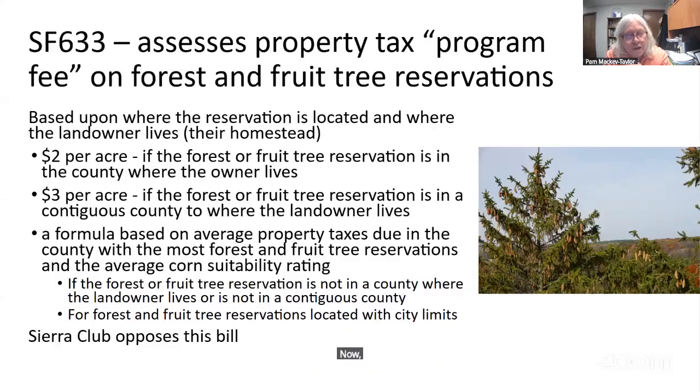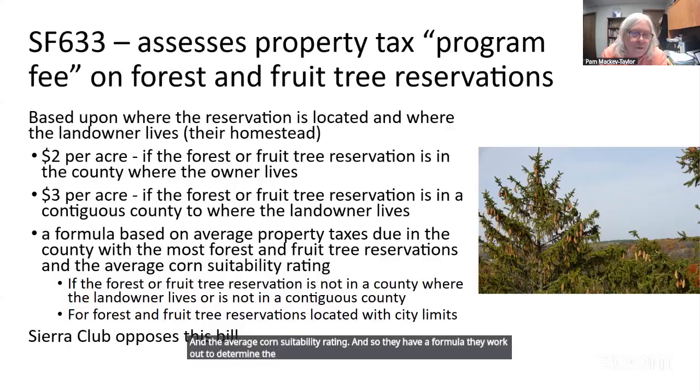Now, a formula is used to determine the program fee if those two conditions don't exist. So if the forest or fruit tree reservation is in the city limits, or if the landowner and the reservation are in 2 separate counties and they're not contiguous. And the formula is based on the average property taxes due in the county with the most forest and fruit tree reservations and the average corn suitability rating. And so they have a formula that they work out to determine the program fee.